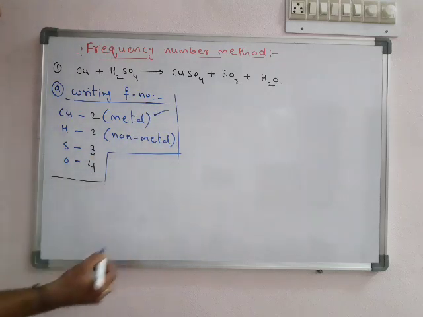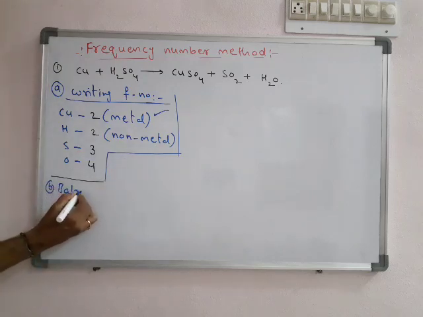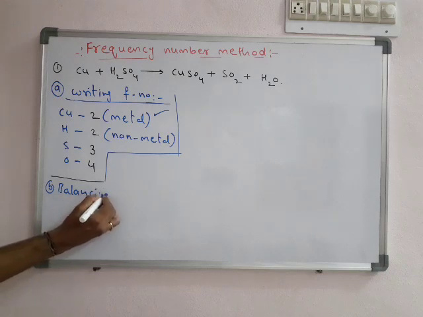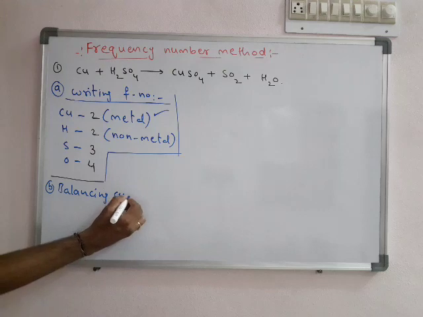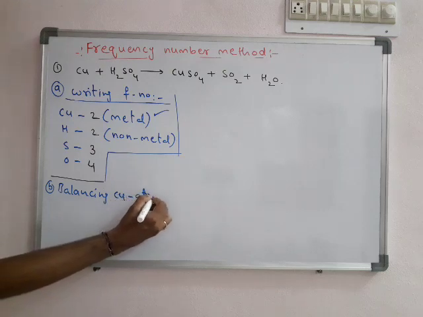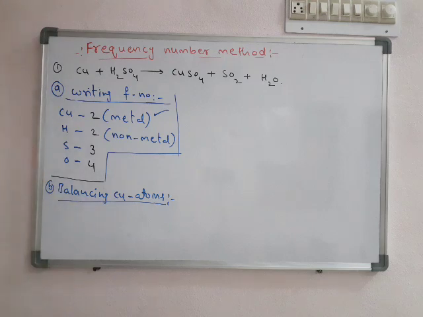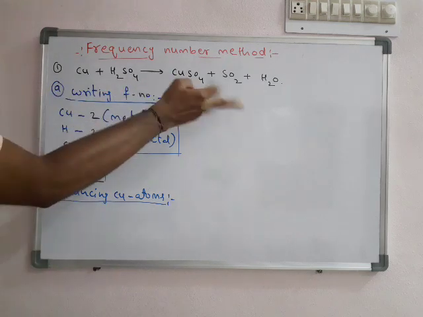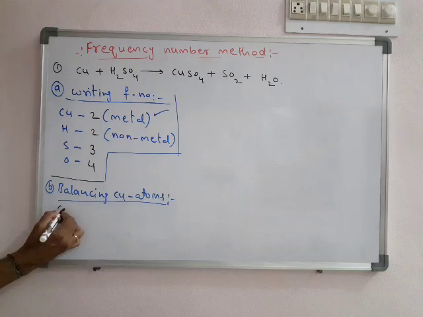Next step, balancing copper atoms. How many copper atoms are there? One copper on each side, so it is already balanced. No need to balance again. Just write it. So copper atoms are balanced.